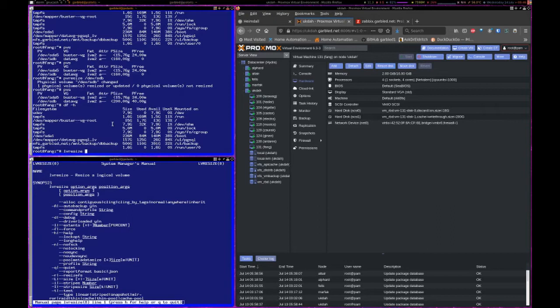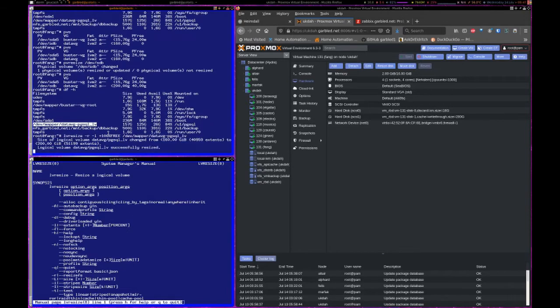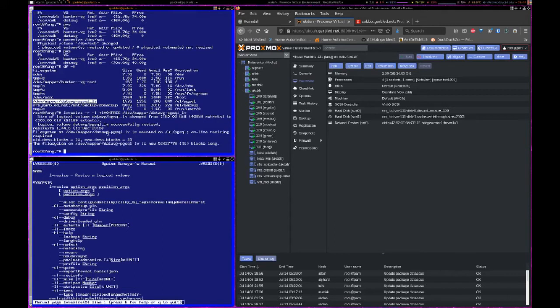So LV resize, -r for resize, -l for the amount. I'm saying add with a plus 100% of the free space in the volume group, which is what that defaults to, which would be data VG, and this is the only one in there. And then I need to tell it which one to do. That one. And we go. And successfully resized.